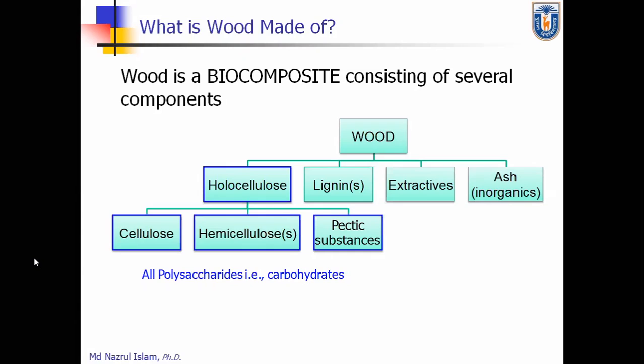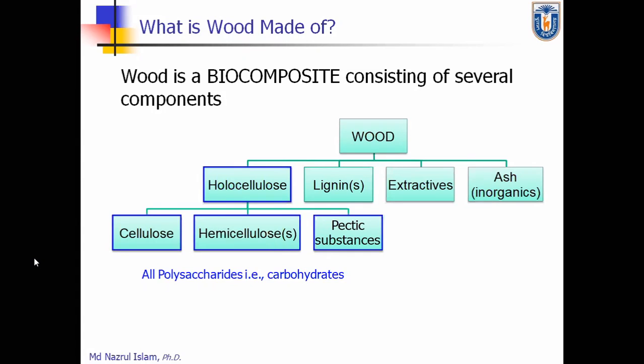So now look at the classification. Wood first has organic and inorganic. In the organic, some portion is structural compound, some portion is non-structural compound. The non-structural compound is the extractive. For the structural compound, we will say it has holocellulose and lignin. Then holocellulose we again divide into cellulose, hemicellulose, and pectic substances.